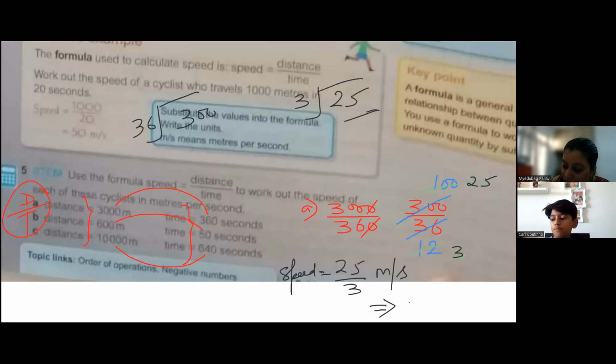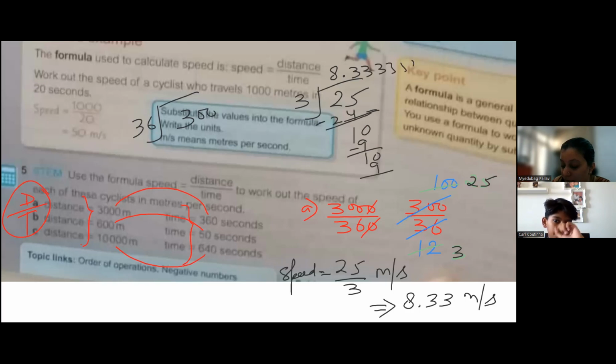So 3 into 8 gives us 24. When we subtract, we get 1 over here, then point and 1 0. 3 into 3 is 9, again 1 0. 3 into 3 is 9, and so on. So the answer will be 8.3333 like this. So we can just write 8.33 meter per second. Either we can write in decimals or we can leave the answer in fractions. That is also fine.